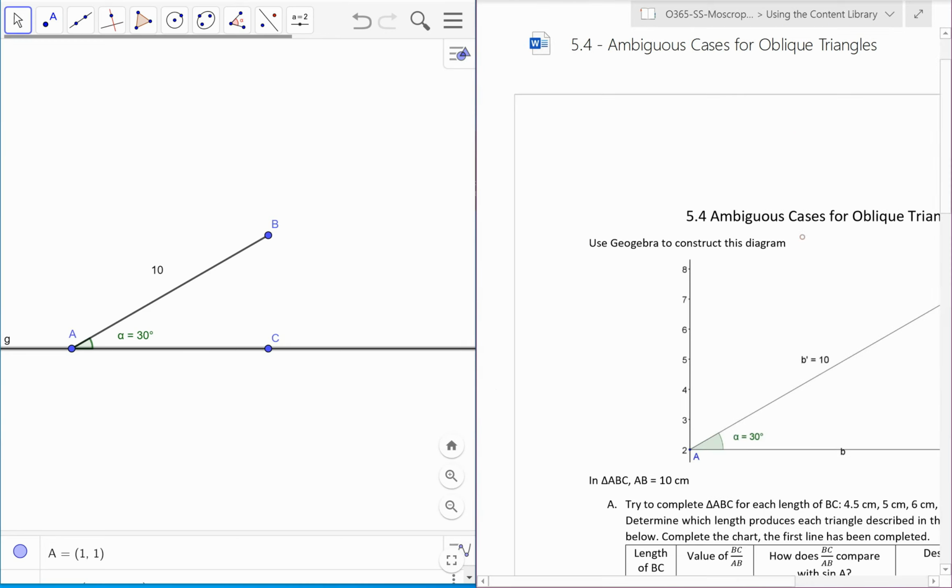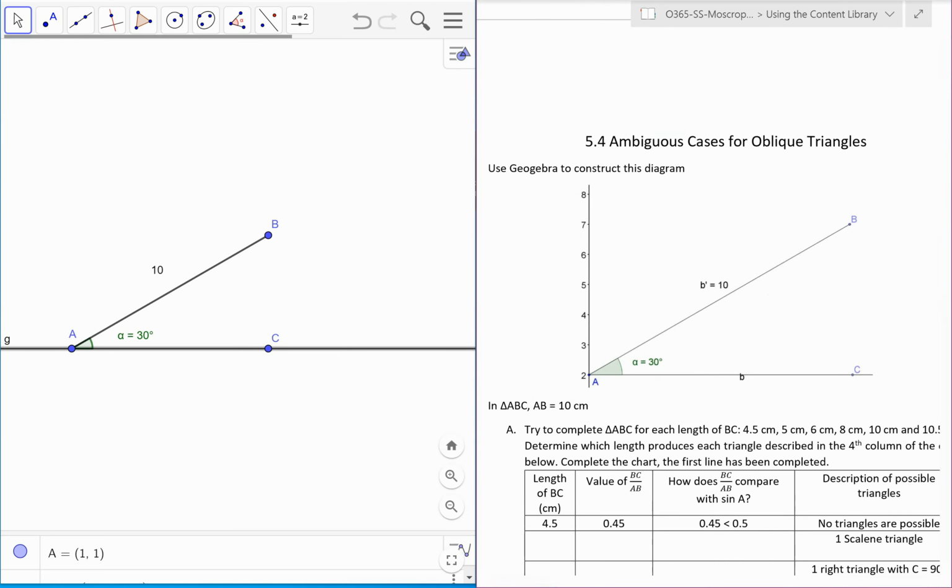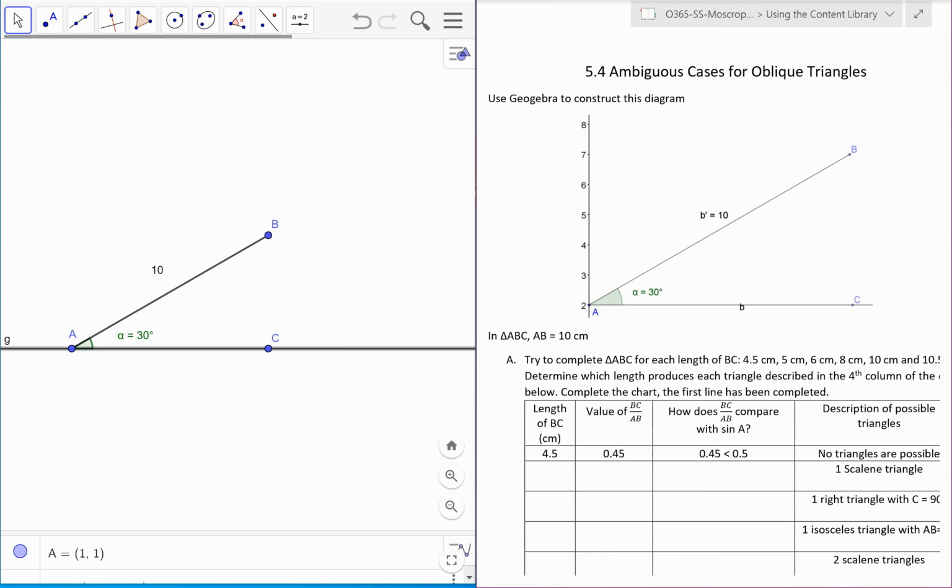We're going to make some triangles with given information, and we want to see if we can actually make a triangle or not, or sometimes maybe we can make more than one triangle. On my right here are the notes, and on the left this is GeoGebra, and I'm using this program to help me see if I can actually construct a triangle.